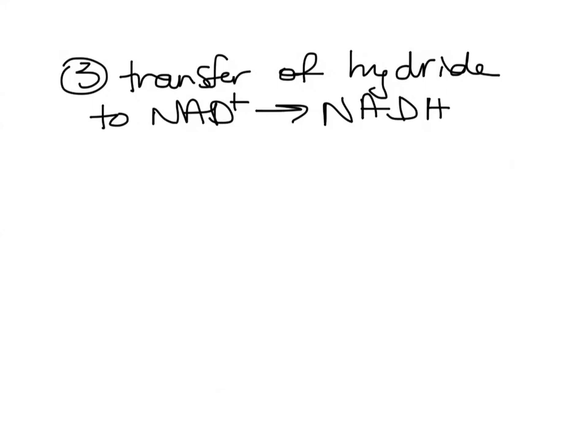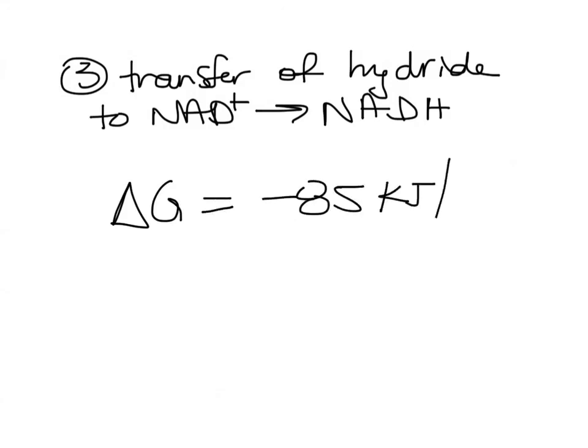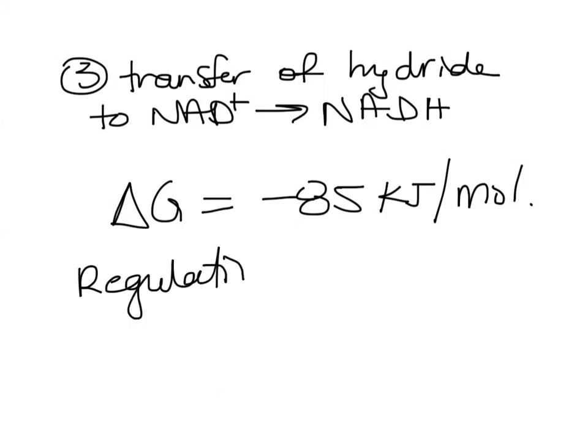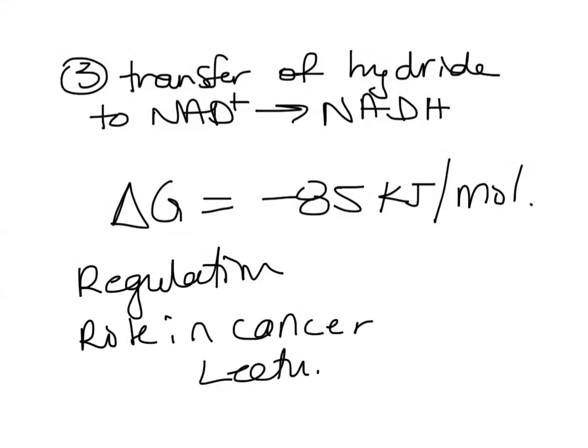The overall delta G for glycolysis is negative 85 kilojoules per mole. This is going to conclude our discussion of the glycolytic pathway in the forward direction. We will talk about regulation and its role in cancer in Lecture 3. Thank you for sticking with me.